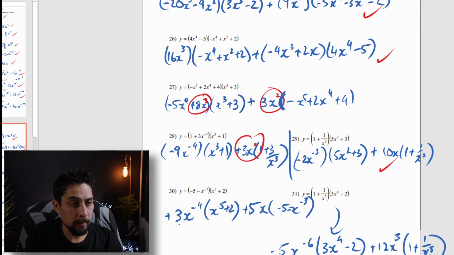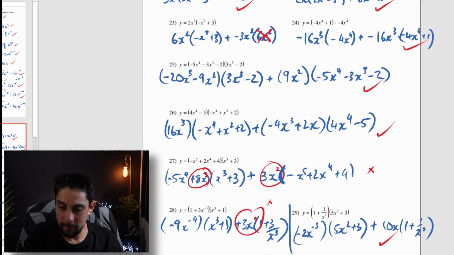Okay, next one we have number 30. 3x negative 4, x5 plus 2 plus 5x. I missed it again. And negative 5x negative 3. So on this page we've got 1, 2, 3 wrong. Oh, there's one more further, wasn't there? 4 wrong. Oh, there's still number 31.